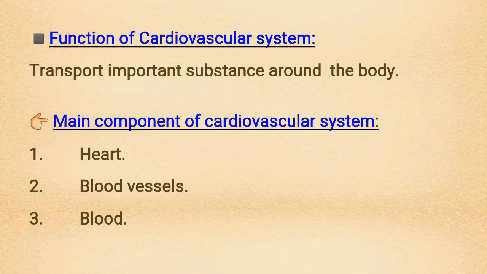Function of cardiovascular system. Transport important substance around the body. Main components of cardiovascular system: number 1 heart, number 2 blood vessels, number 3 blood.